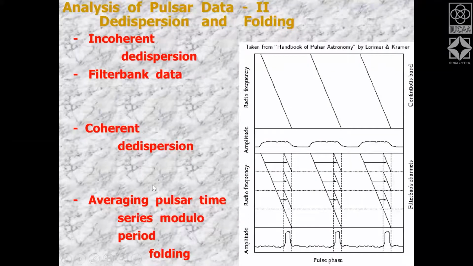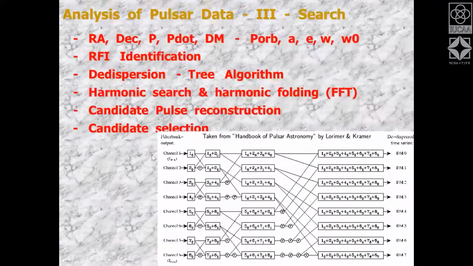In the earlier days, this was all done offline. That is, you recorded the voltages or powers and then did this in software offline. Today, in all the pulsar instrumentation, this is done in real time and online. So now we don't do this processing offline. The data which you get is already de-dispersed data. But if you are looking at older data, you may have to do it yourself.